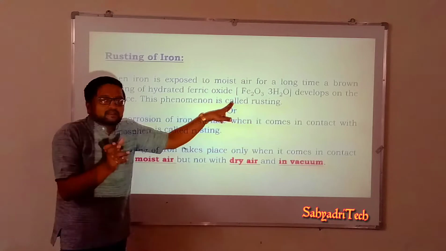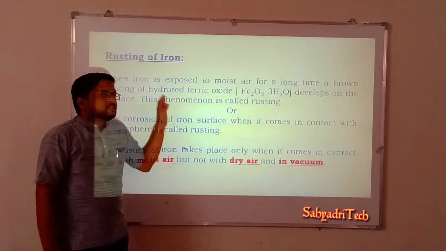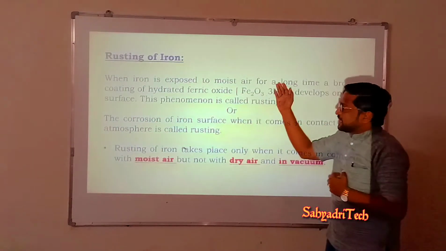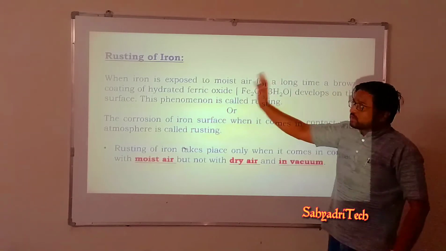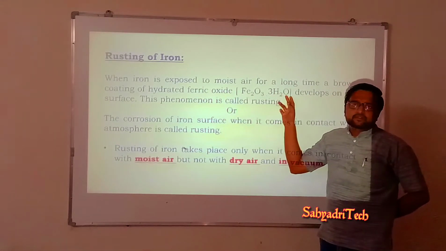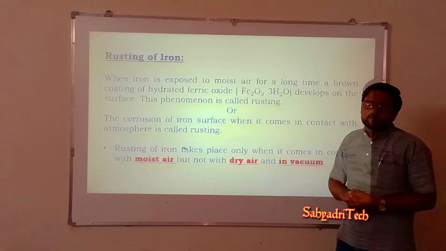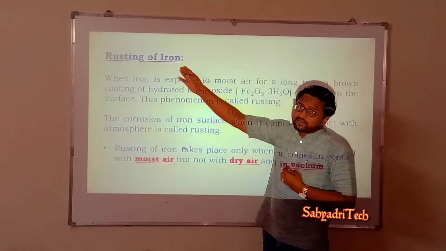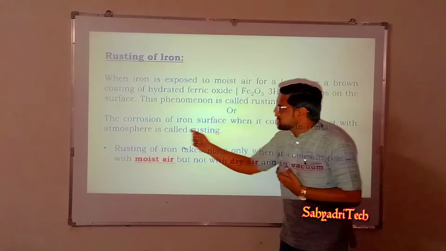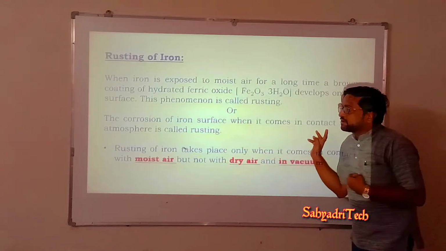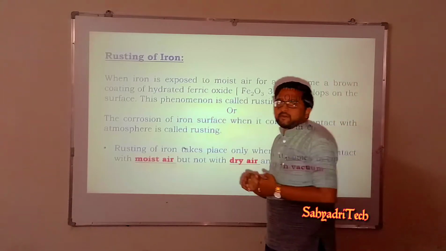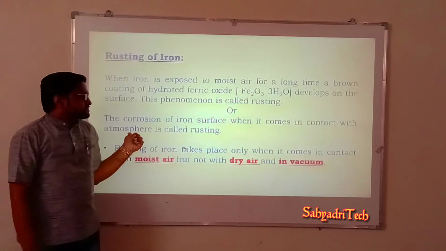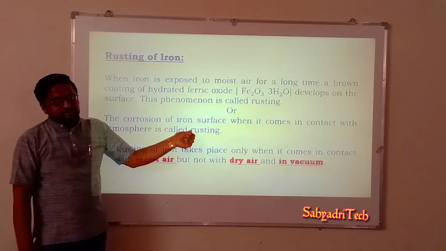By considering the chemical reaction involved, how can we define rusting of iron? When iron is exposed to moist air for a longer period of time, a brown coating of hydrated ferric oxide develops on its surface. That phenomenon is called rusting. Or else, simply I can say, the corrosion of iron. Rusting of iron is nothing but corrosion. So we say the corrosion of iron surface when it comes in contact with the atmosphere is called rusting of iron.